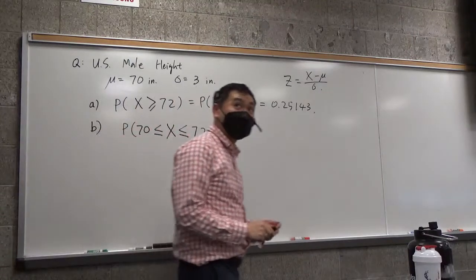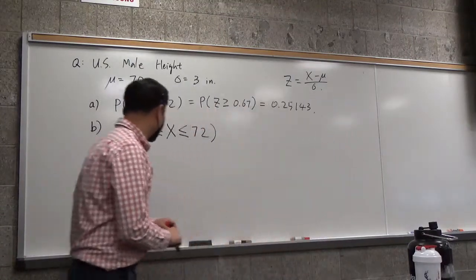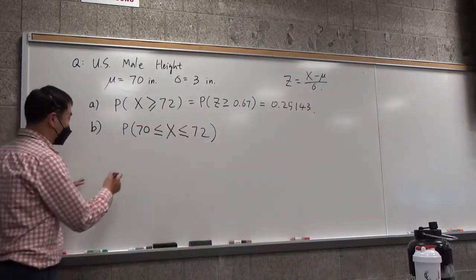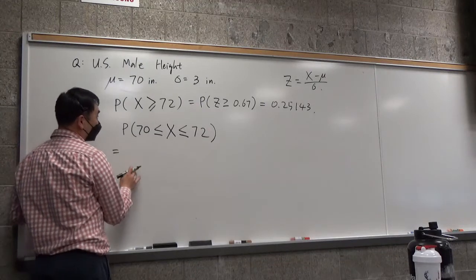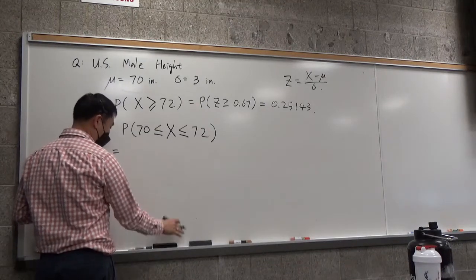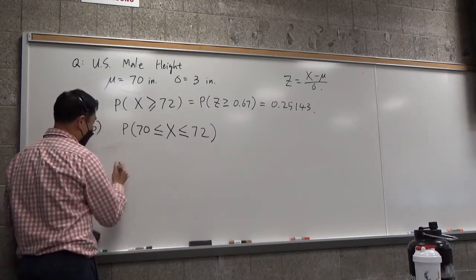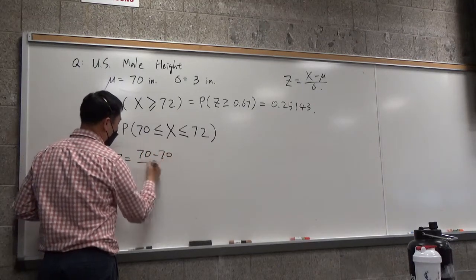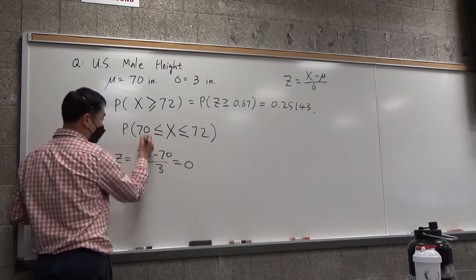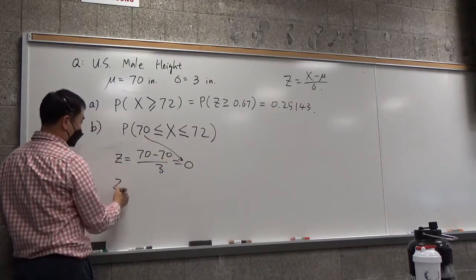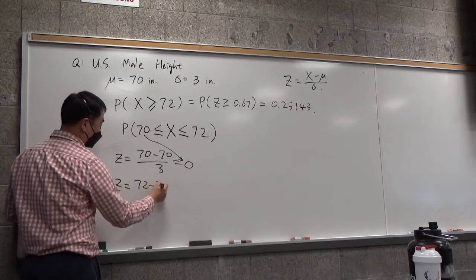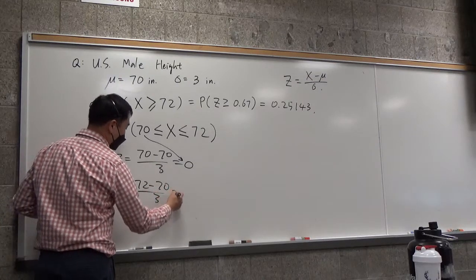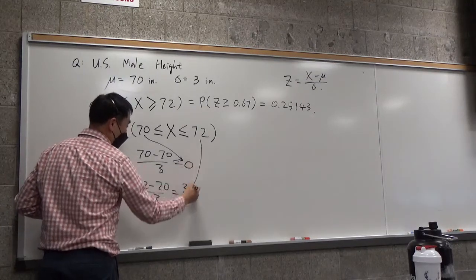Okay, I'm actually running out of time, so I would love to give you more time, but I'll have to do this, okay? So what we do, we first take the z-scores. Z equals 70 minus 70 divided by 3, which is 0. So this one corresponds to 0. Z equals 72 minus 70 over 3. That's 2/3. So that one corresponds to 2/3.